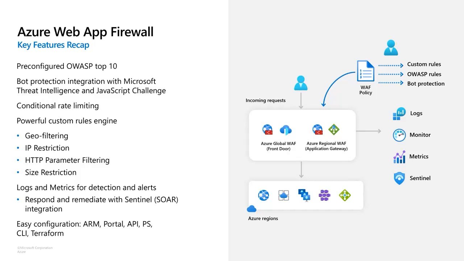We can use custom rules, and that's a big thing here, because custom rules allow us to create different types of rules, like for example geo-filtering, IP restrictions, HTTP parameter filtering, and also size restriction. We do have JavaScript challenge configuration, but yeah, custom rules is a big thing, because every customer has different applications running.